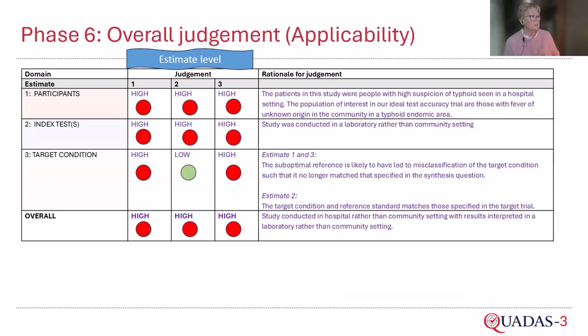And here's the similar table, but for the applicability concerns. It's much easier here to make an overall judgment because there is so much red, so much risk of bias. So phase 5 is we have to include judgments at the domain level across signaling questions, and then phase 6 of the tool is where we make an overall judgment about risk of bias and applicability across domains.